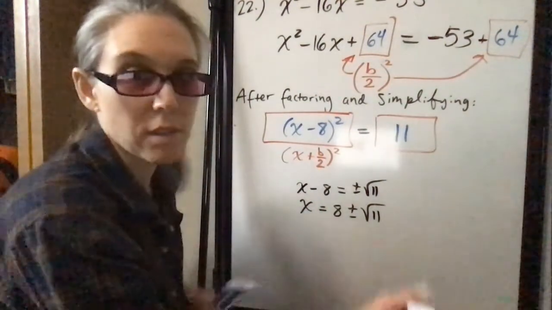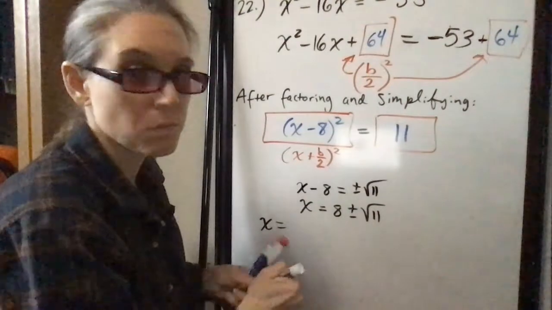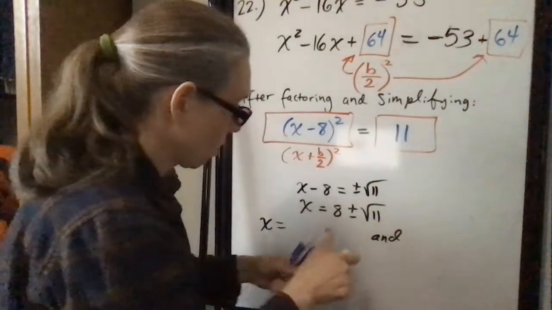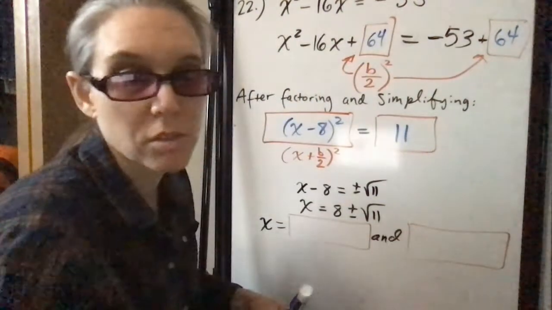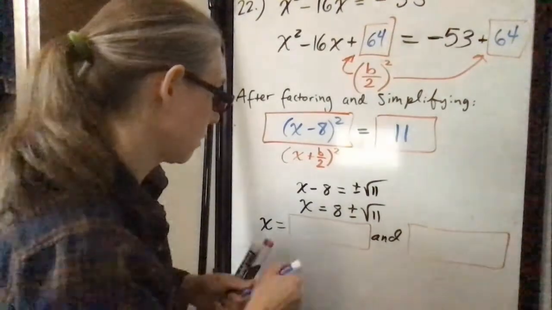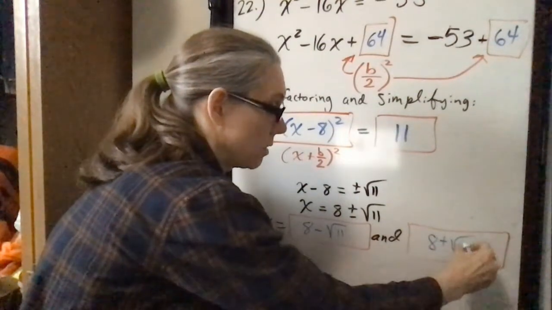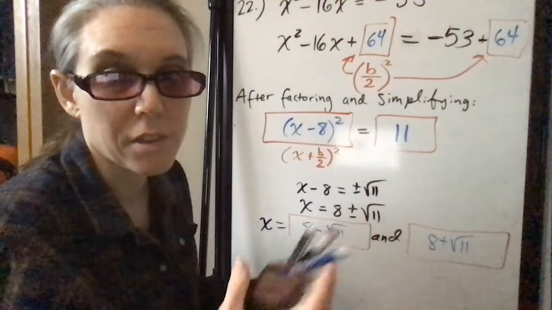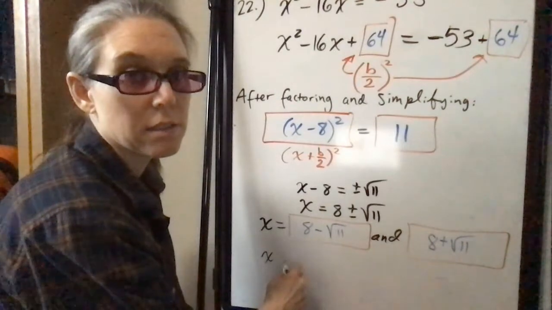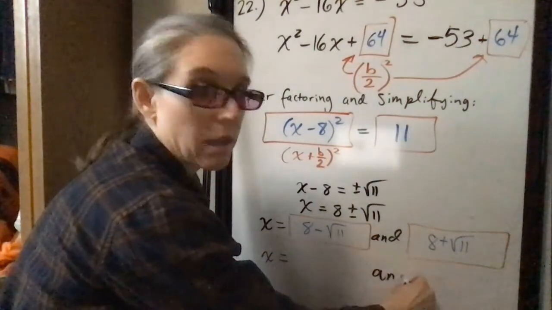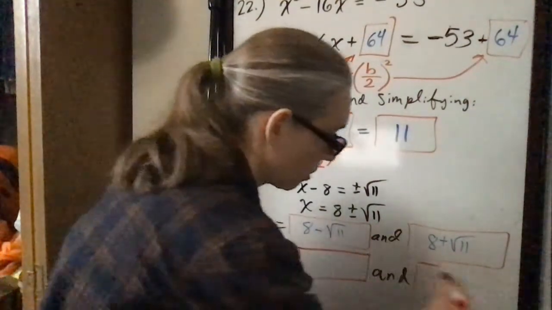So what that means is for your box, it says x is equal to, you have one box, and you have another box. It's always good to write the smaller one first. So that would be 8 minus root 11 and 8 plus root 11. And then for the last part, you do your decimal approximation. So x is equal to, and here are your two boxes that you use for your decimal approximation.